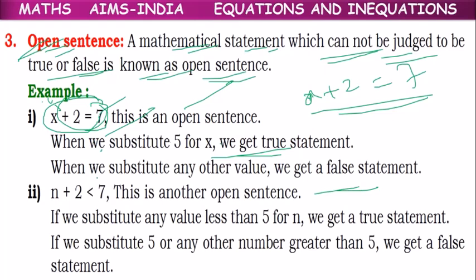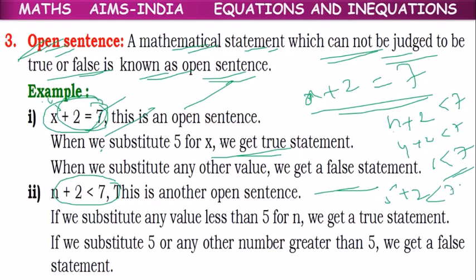And n plus 2 less than 7. If we keep 4, 4 plus 2 less than 7, 6 less than 7, true. But if you keep 5, 5 plus 2 less than 7, 7 less than 7, wrong. Means for some values it is true, for some values it is false. The same sentence can be true or false. So these kinds of sentences can be called open sentences.